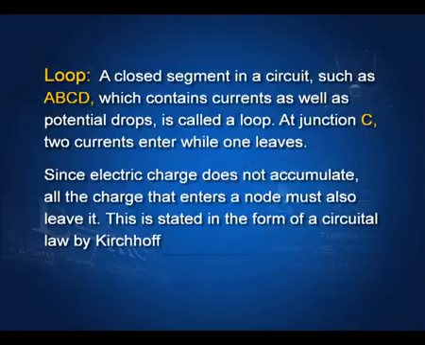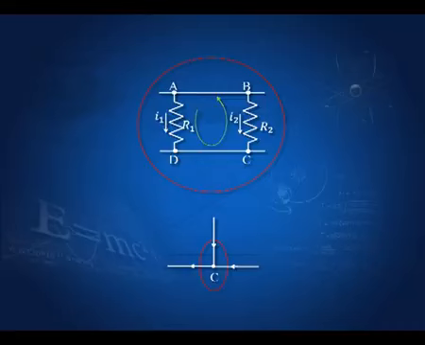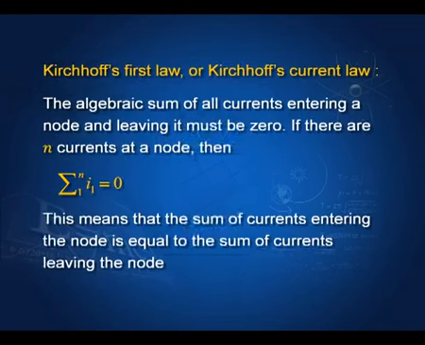Note that since charge cannot accumulate anywhere, whatever charge comes to this node from all the sides must go out. If the charge comes from this and from this, all of this must go out. That means, the charge cannot remain at the point C. That means, this current coming to C and this current which is coming to C, their sum must be equal to the current that is leaving C. This is actually the first law of Kirchhoff.